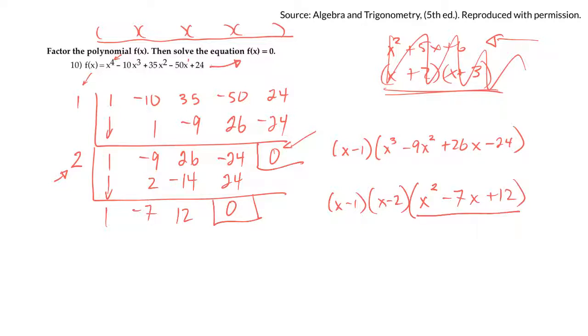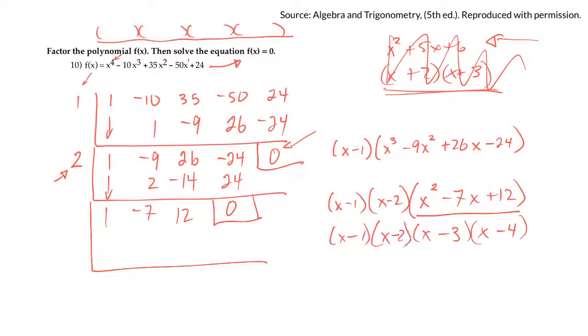Now this is a quadratic, so I could keep going if I wanted to with synthetic division. Or since it's a quadratic, I can just do my normal things with quadratics. What things multiply to 12 and add to 7? It'd be a negative 4 and a negative 3. So those are the factors they wanted right off the bat. So my polynomial, I could write it like that, or I can write it in factored form.